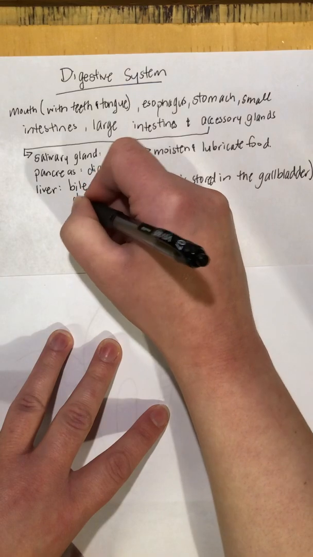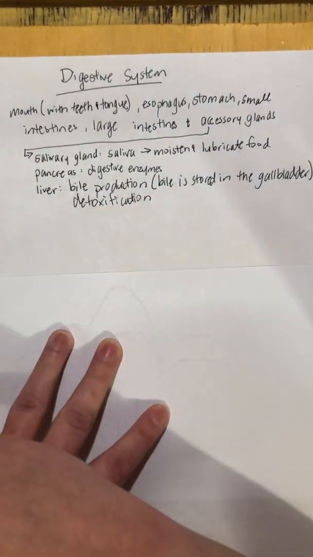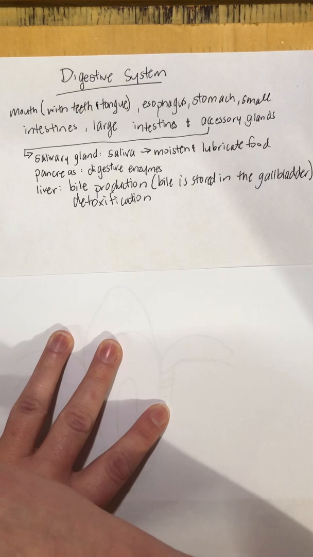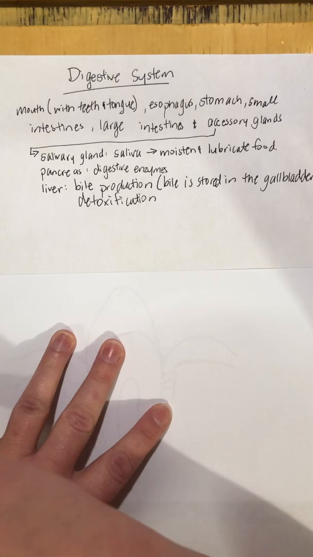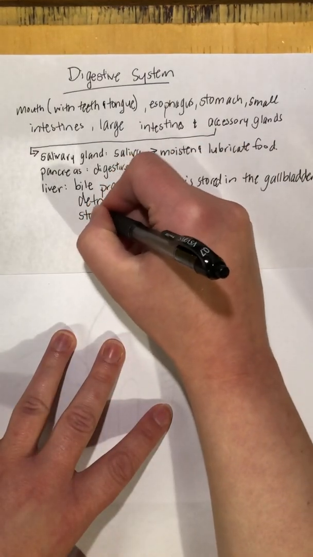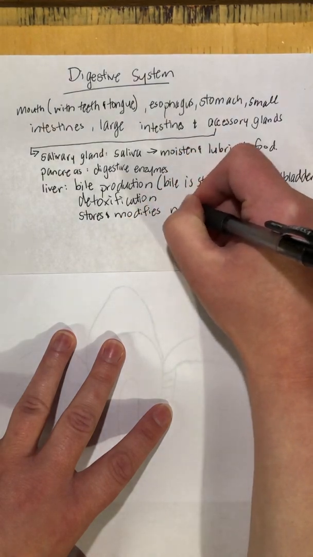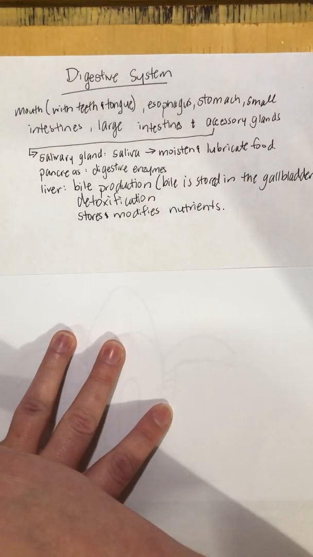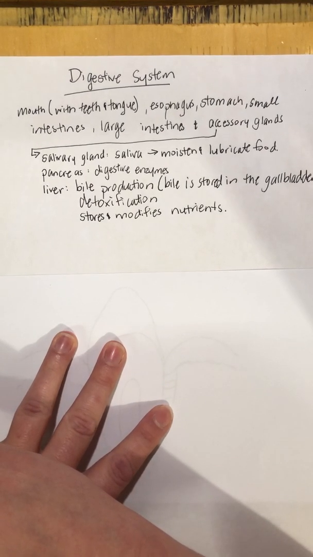The liver also is responsible for detoxification. So it processes drugs in the body. It helps to purify if there's any toxins in the blood. And then the liver also stores and modifies nutrients. So nutrients are what the body needs basically for function. So the liver is able to store nutrients in excess, and it's able to modify nutrients as well into usable energy for the body.